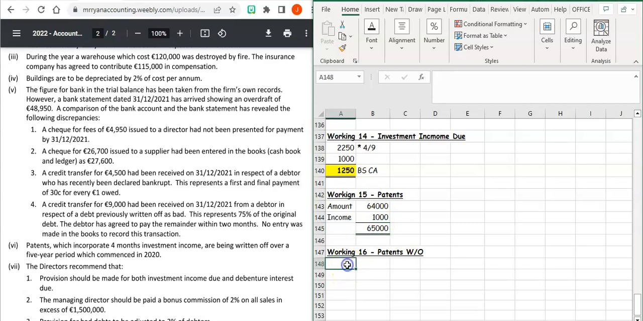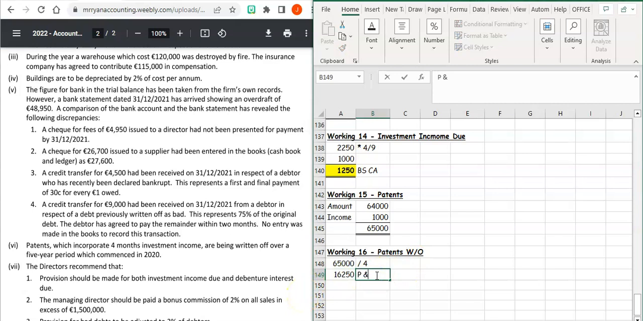So now we can find out how much we're going to write patents off each year. So 65,000, and we're going to divide that by whatever it says in the question. Now it tells in the question here, it's written off over a 5-year period. So that's grand, but it started last year. So we've 1 year already done. So be careful with that. So we're going to divide that by 4. So we're going to write off our patents by 16,250 each year.